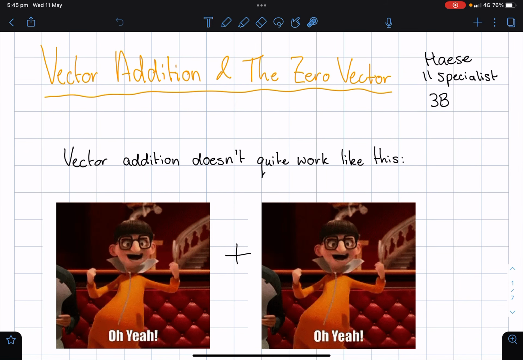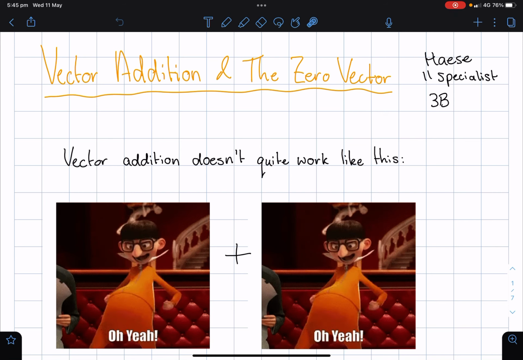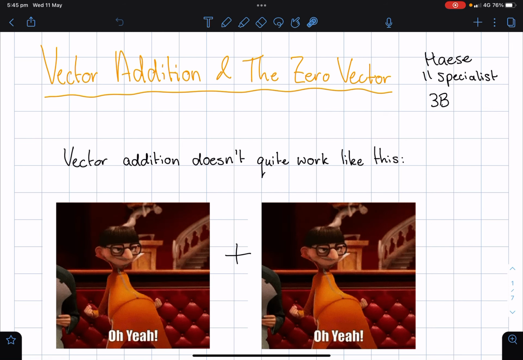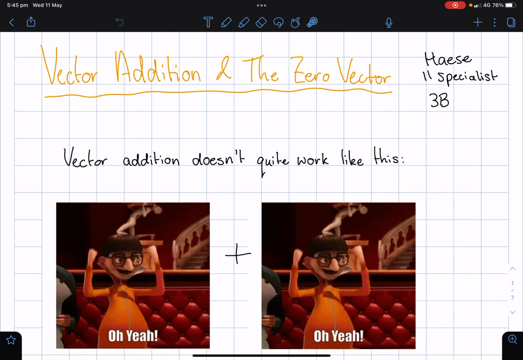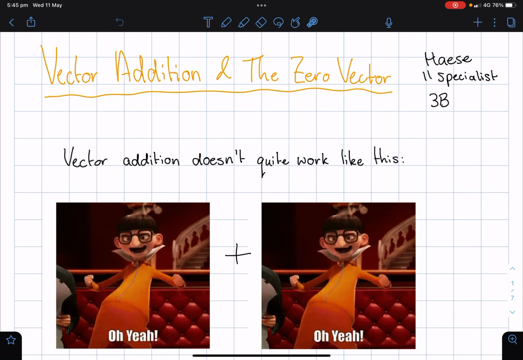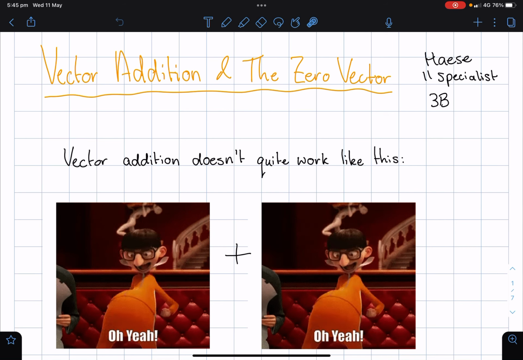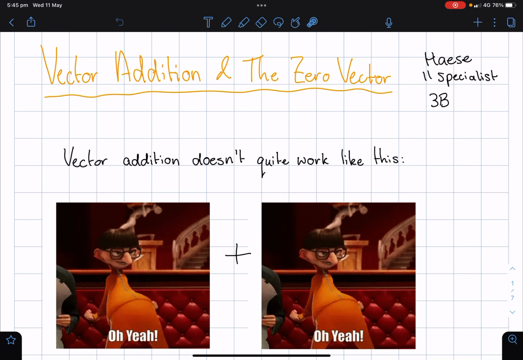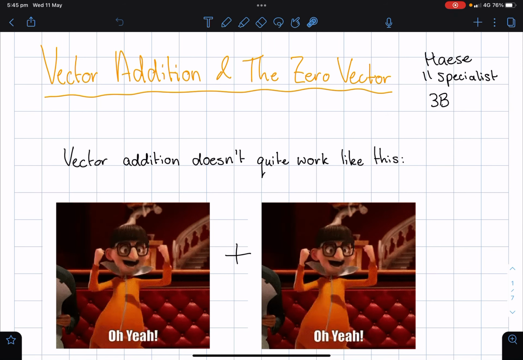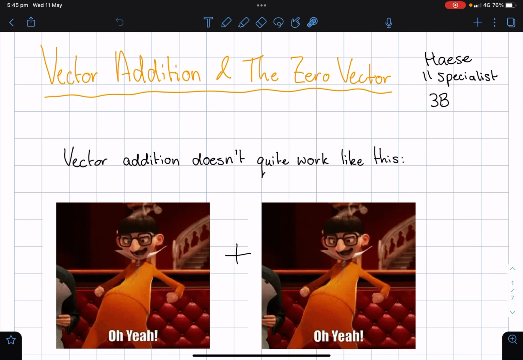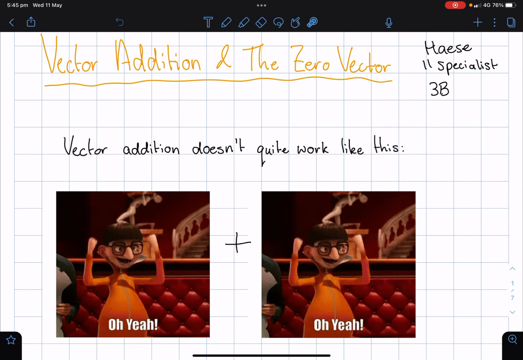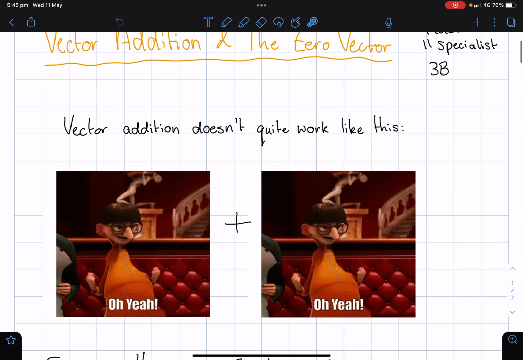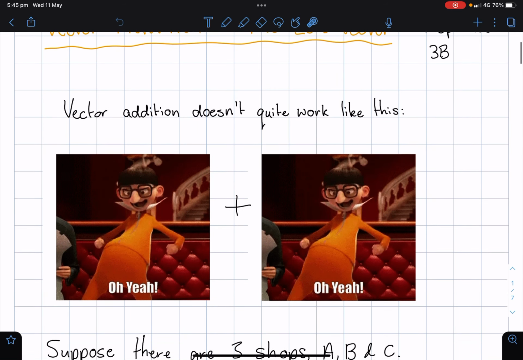So today we're going to kick off again with our vector work. Today we're going to be looking at vector addition and the zero vector. So you can see I've got a little bit of an example here. Vector addition doesn't quite work like this. We've got two vectors, so from Despicable Me. You can't just add two vectors together. We don't have vector plus vector equals two vectors, all right? There is a way we can do this though.